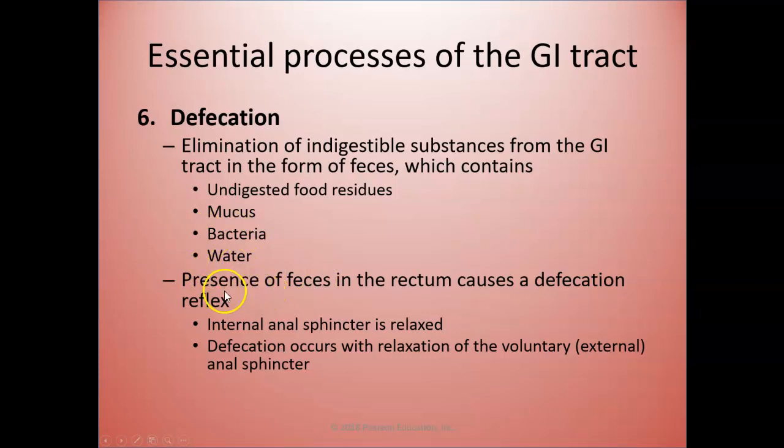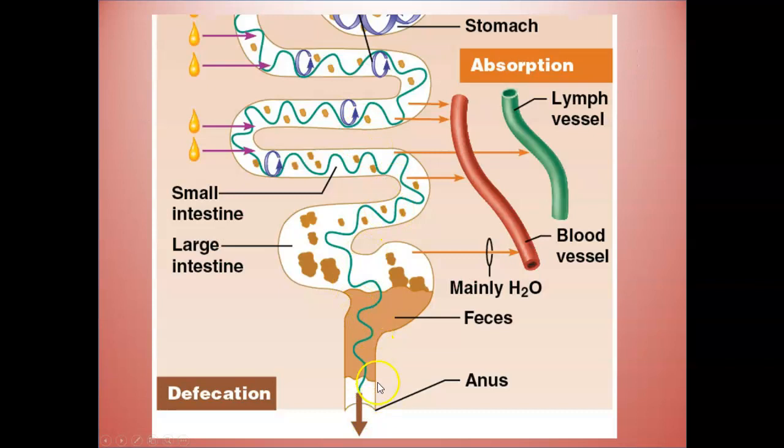And the way this works is that as the presence of feces in the rectum builds up, it causes what's called a defecation reflex. So the internal anal sphincter feels that pressure and starts to relax. And then we've got the external anal sphincter, which wraps around the internal anal sphincter, and then we can say, okay, now is the time or now is not the time to defecate. And so defecation occurs with the relaxation of the voluntary or external anal sphincter there. Okay, and again, we go from feces to anus to defecation at the very end there.